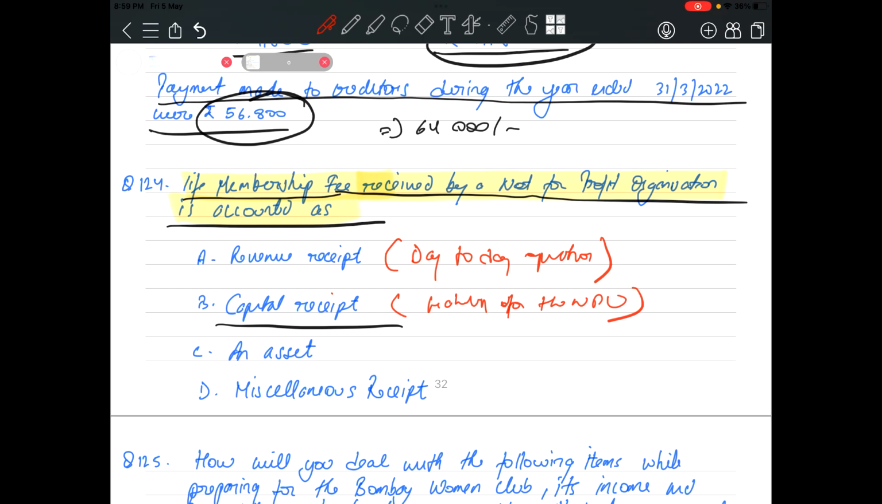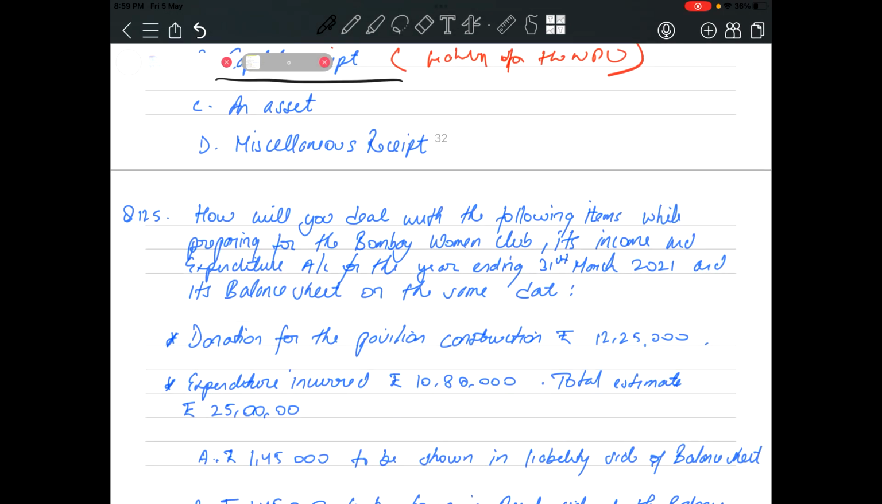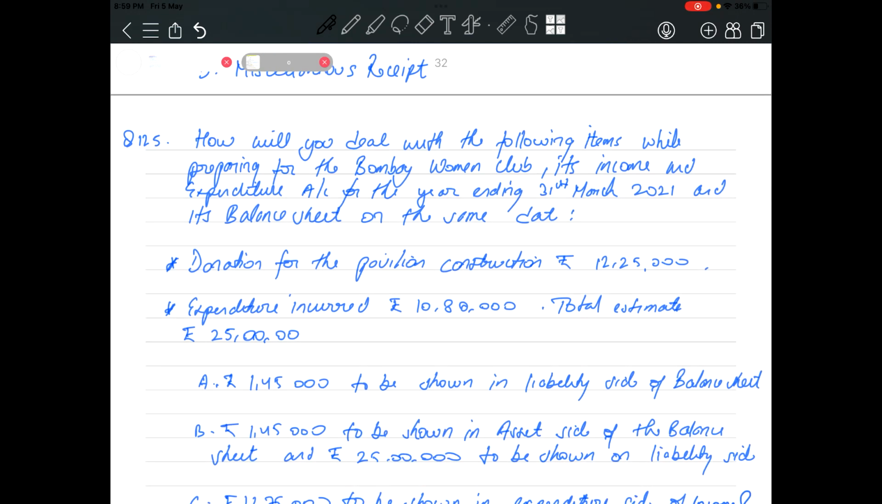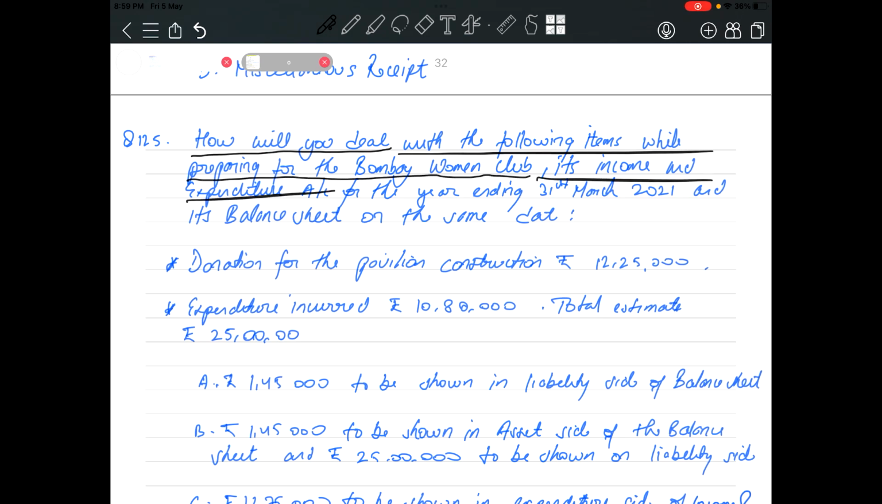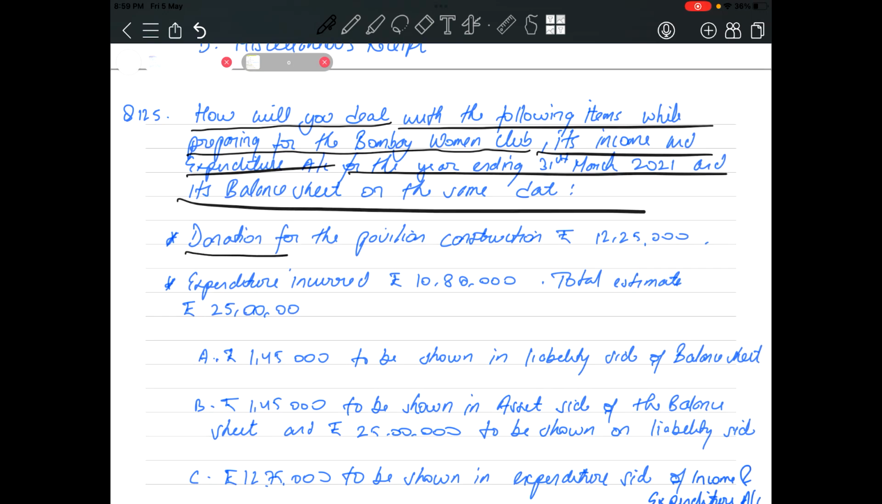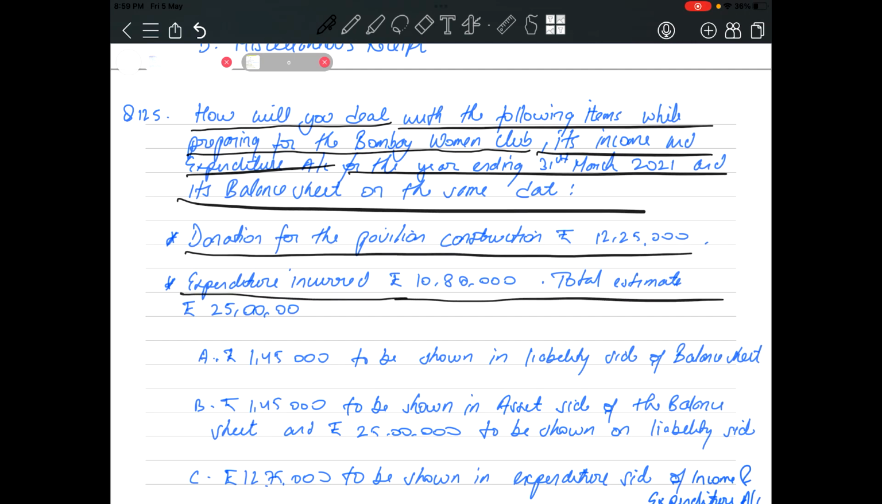If life membership fee is received, it will be a capital receipt. Now let's see question number 125. How will you deal with the following items while preparing for the Bombay Women's Club its income and expenditure account for the year ended 31st March 2021 and its balance sheet on the same date? Donation for pavilion rupees 12,25,000, expenditure incurred rupees 10,80,000, total estimate is 25,000.